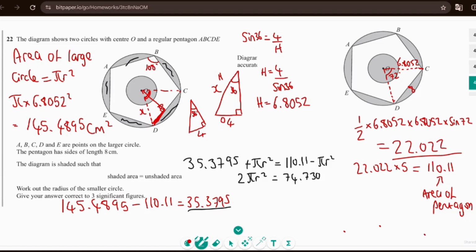I'm going to divide both sides by 2 pi. Square root both sides. Giving the answer to 3 significant figures, r is 3.45.